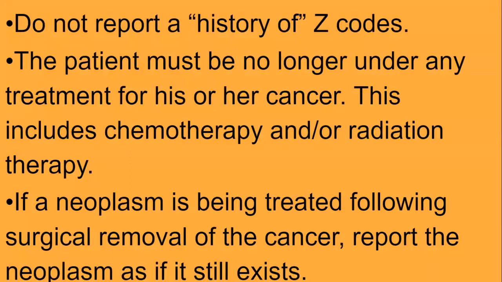Do not report a history of Z codes if the patient is no longer under any treatment for his or her cancer. This includes chemotherapy and or radiation therapy. If a neoplasm is being treated following surgical removal of the cancer, report the neoplasm as it still exists, because they're still going to have chemo or radiation.